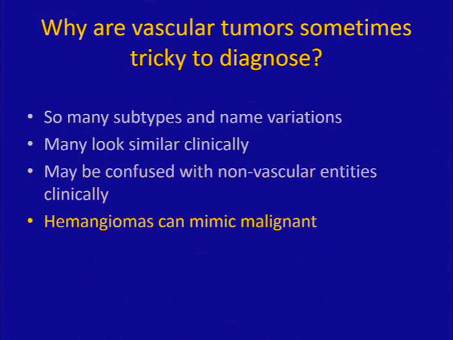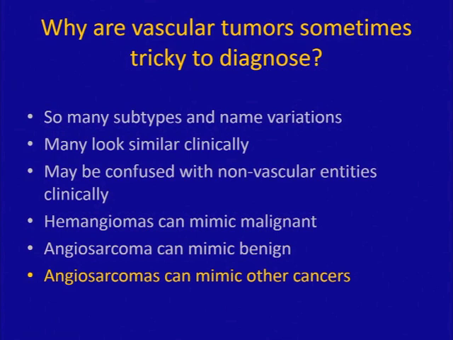Hemangiomas sometimes can look malignant microscopically, and occasionally angiosarcomas can mimic benign lesions if you don't have a good biopsy. Sometimes you can have an angiosarcoma that's very subtle and looks benign. And also angiosarcoma can mimic other types of cancer. I actually had a case just very recently like that where it looked like a carcinoma and it was actually an angiosarcoma. And it's a huge difference for prognosis and treatment.